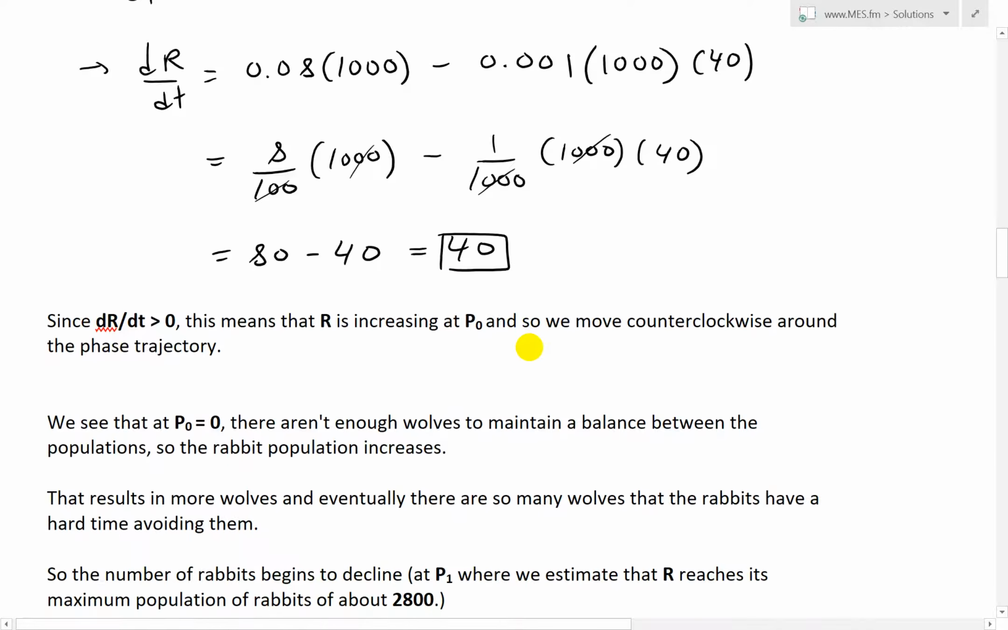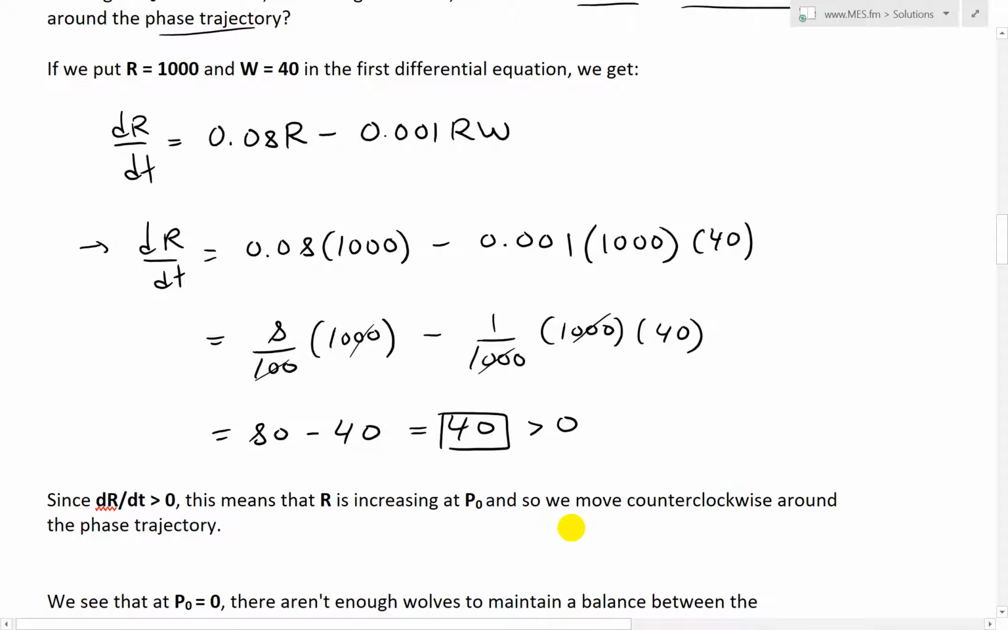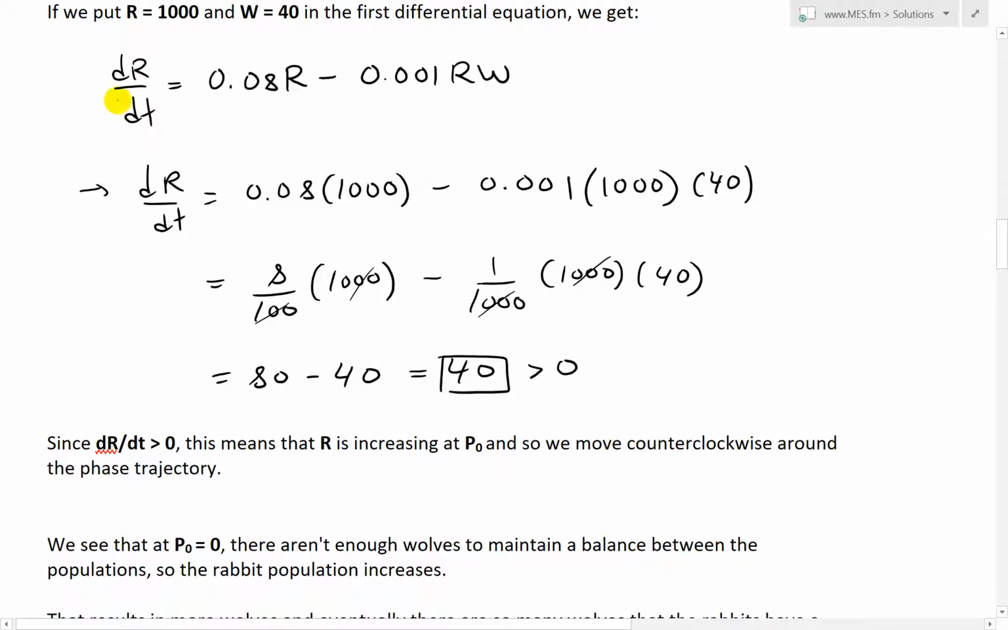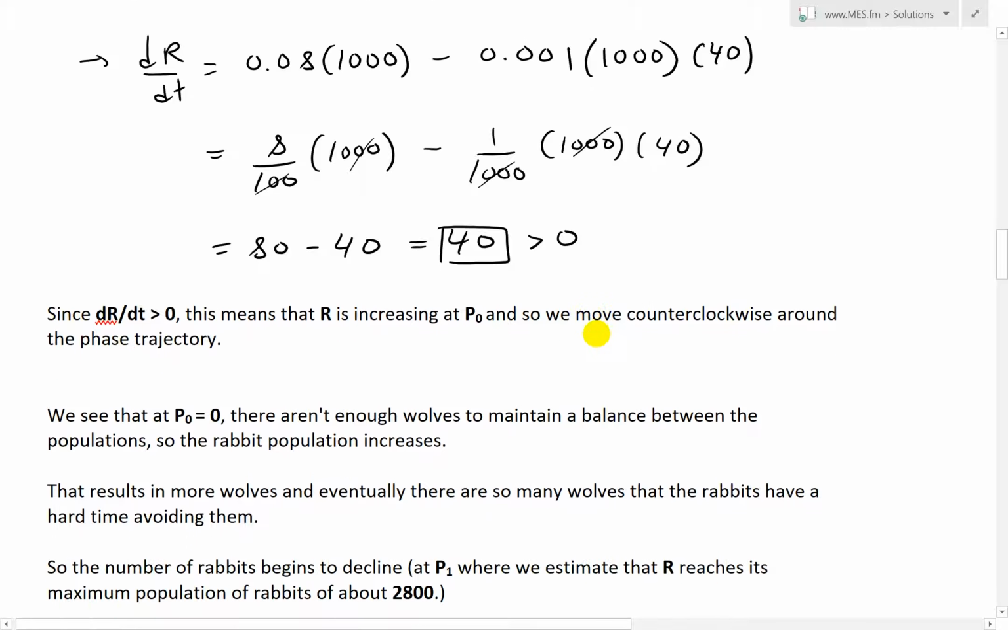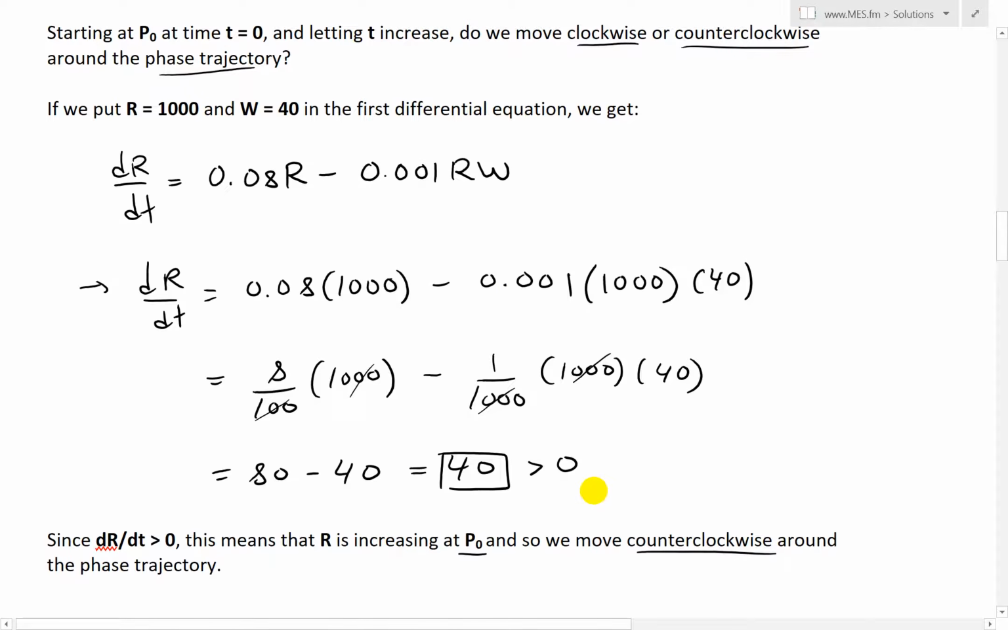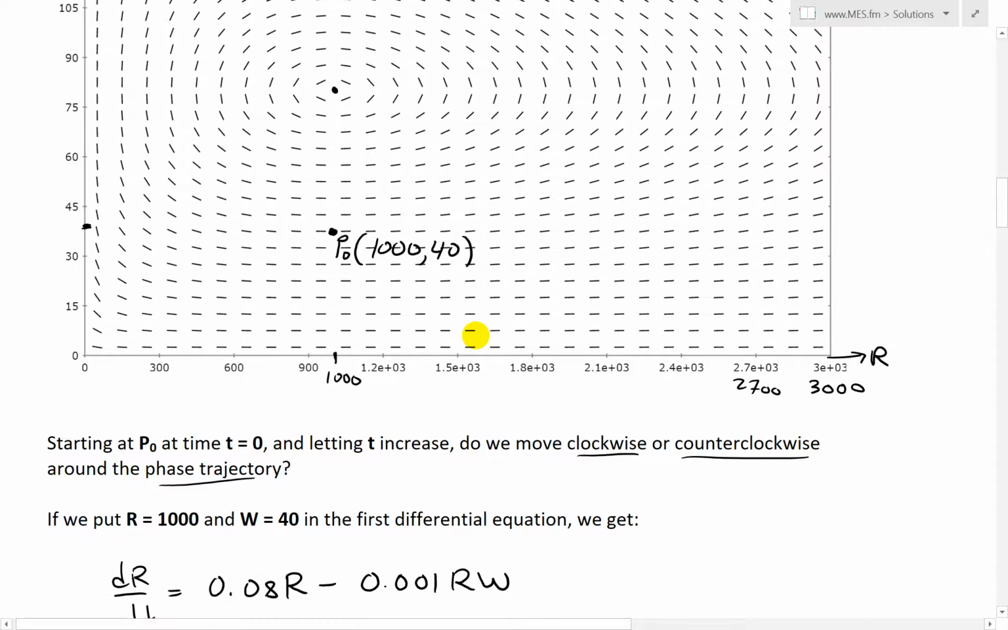So now this 40, well, that's obviously greater than 0. That means that when the rabbit population is 1,000 and the wolf population is 40, the derivative of the rabbits with respect to time is increasing. It's greater than 0. So since dr over dt is greater than 0, this means that r is increasing at P0, and so we move counterclockwise around the phase trajectory. In other words, we're going towards wherever the axis is increasing. So we're going to move over to this side like that.